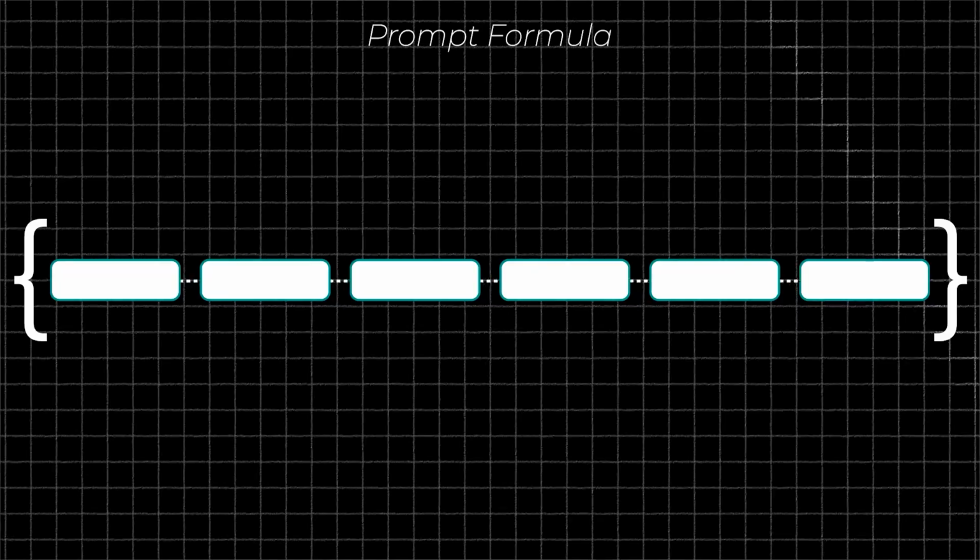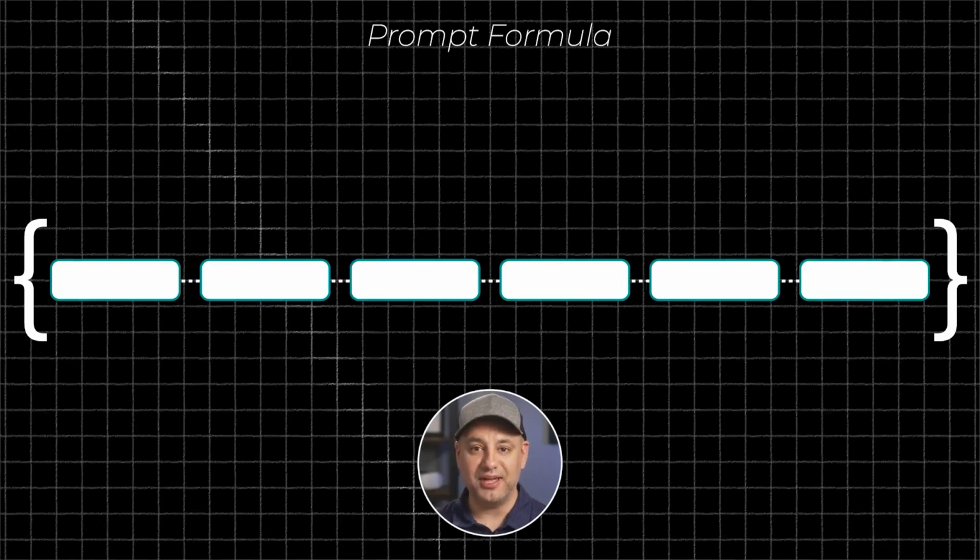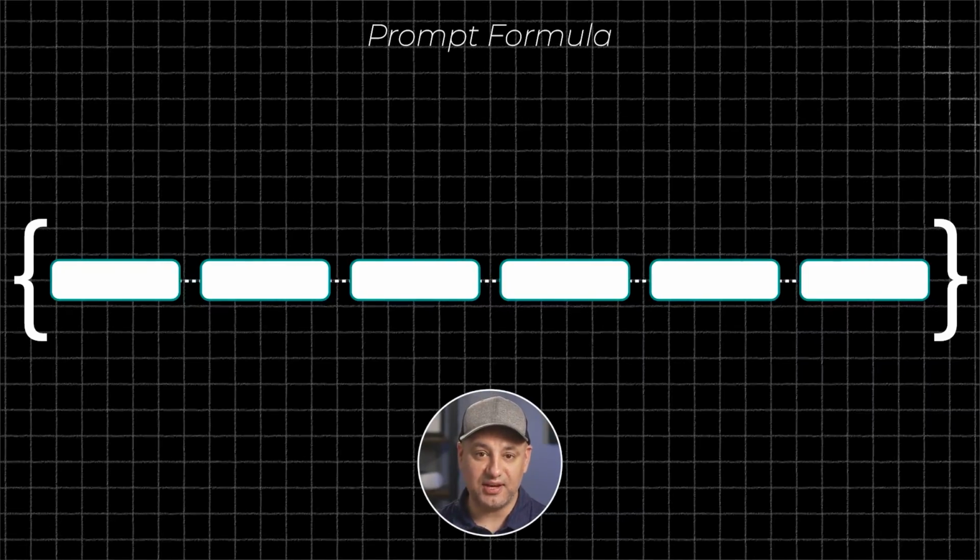So let me share with you a 6-part prompt that's pretty simple, and you could follow this formula every time you want to generate an image inside of DALL-E. Again, you do need access to ChatGPT, the paid version of ChatGPT, to get access to DALL-E 3.